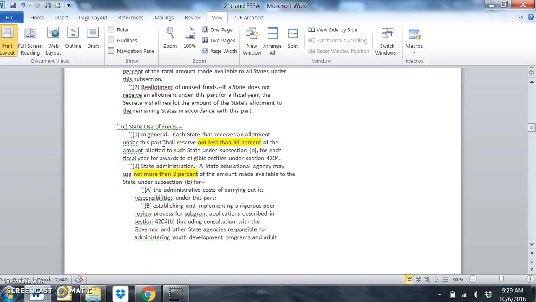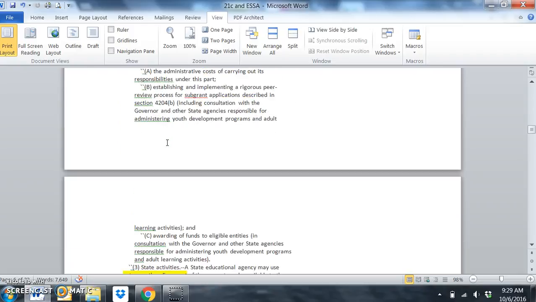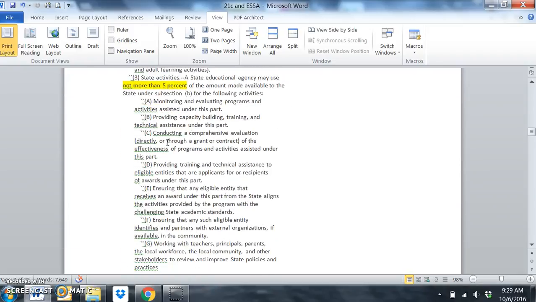The amount that states receive is by formula. Vermont receives a small state minimum because we are small and have a smaller population. The amount for grantees is not less than 93% of the total allocation given to Vermont. In the earlier law, this was not less than 95%. State administration is not more than 2%. That is constant and consistent. And for state activities, not more than 5% may be used for these items listed. In the earlier law, this was not more than 3%, so there's a potential of a 2% difference.